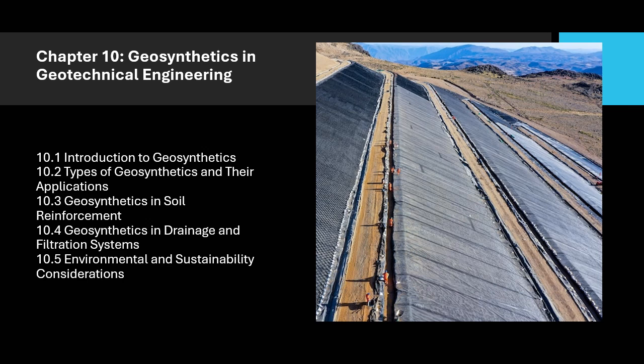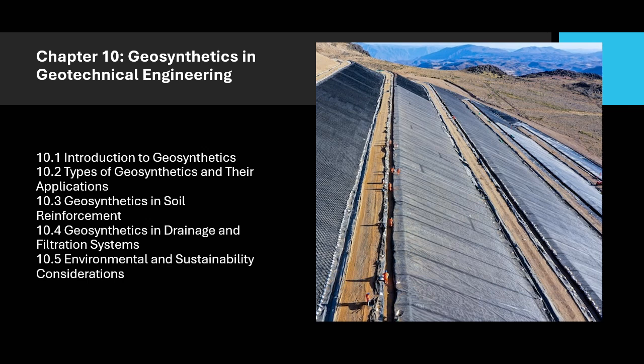10.2.1 Geotextiles. Description: Geotextiles are permeable fabrics made from synthetic fibers such as polyester, polypropylene, or nylon. They are used in a wide range of applications to improve the mechanical properties of soils and prevent soil erosion. Geotextiles are typically manufactured in woven, non-woven, or knitted forms.